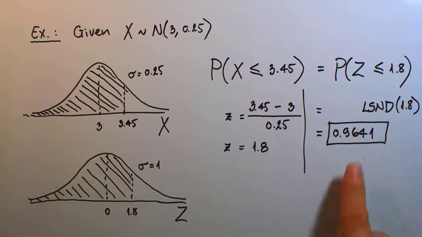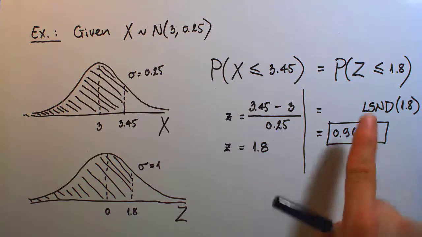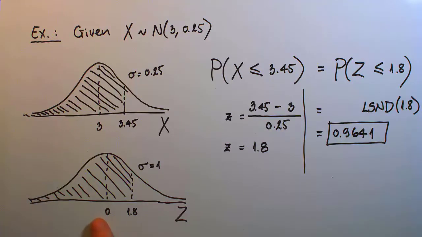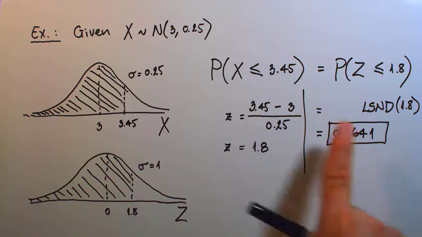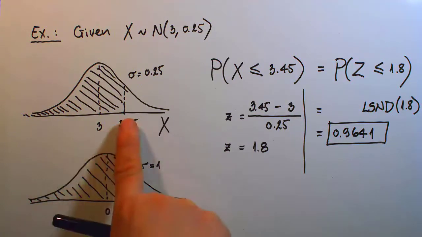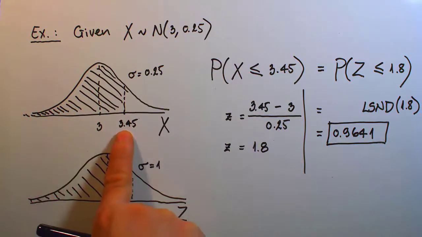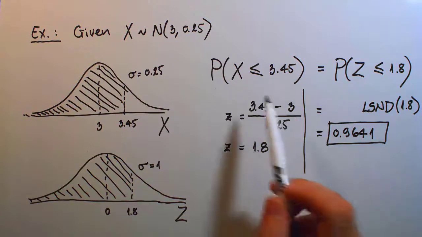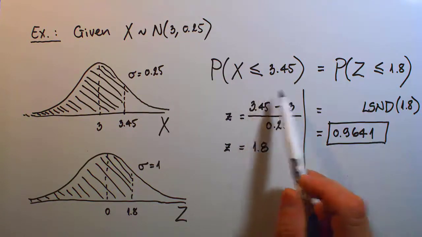So this answer is the answer that on our standard normal distribution we have the area shaded to the left-hand side at 1.8. But also this answer is the same as the answer that on our general normal distribution we have the area being shaded to the left of 3.45. Or symbolically, this is how the two statements are written.